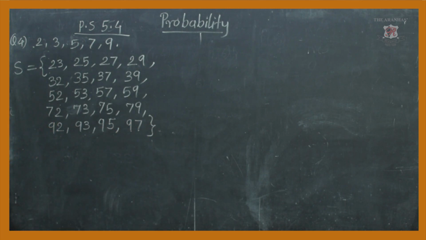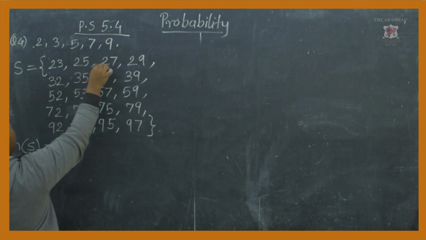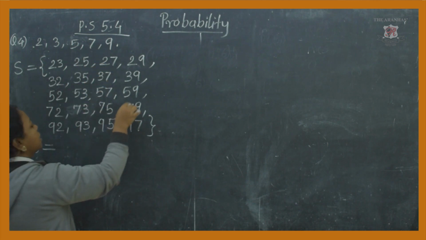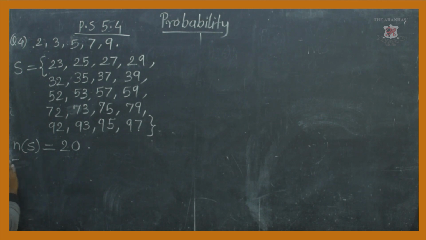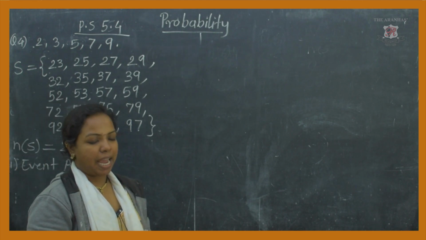How many numbers are there? We will check that. That is the number of sample points. 1, 2, 3, 4, 5, 6, 7, 8, 9, 10, 11, 12, 13, 14, 15, 16, 17, 18, 19, 20. So, the number of sample points is 20. Then, what is the event A? Event A is an odd number.